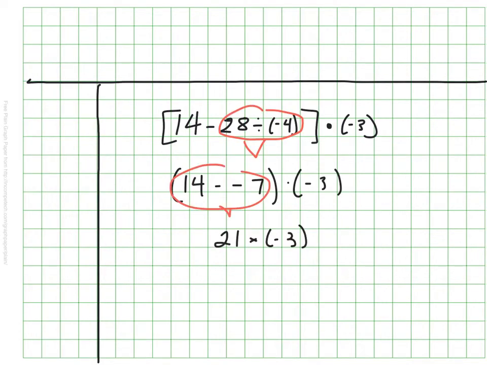How'd you do? Did you recognize that you needed to divide a positive 28 by a negative 4 to start? Then you needed to subtract 14 minus that negative 7. When you got a positive 21, you had to multiply it by negative 3, so your answer was a negative 63.